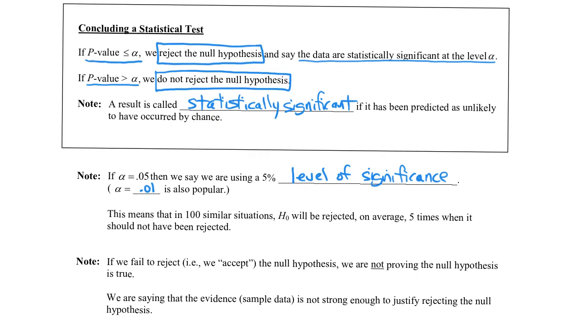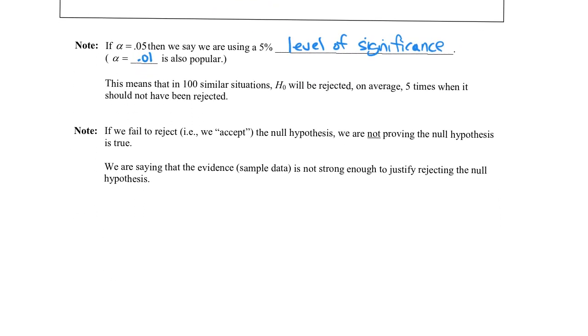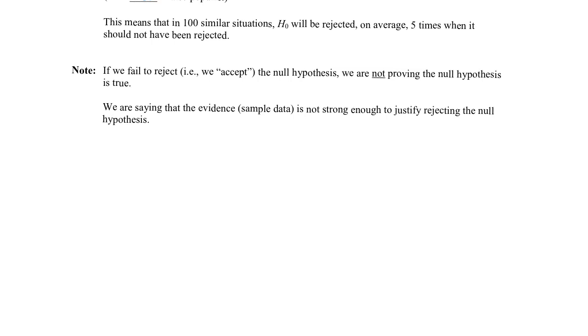Then there's another part that's really important that we have to understand here. Once we do a couple problems, I'll emphasize this a lot. But we in statistics and in science and in research are not in the proving business. This is an important idea here, I'll put a little star here. If we fail to reject, or in other words, we accept the null hypothesis, we are not proving the null hypothesis is true. We never prove anything.